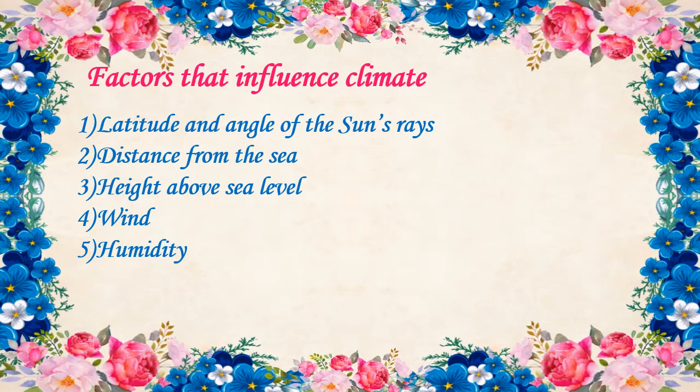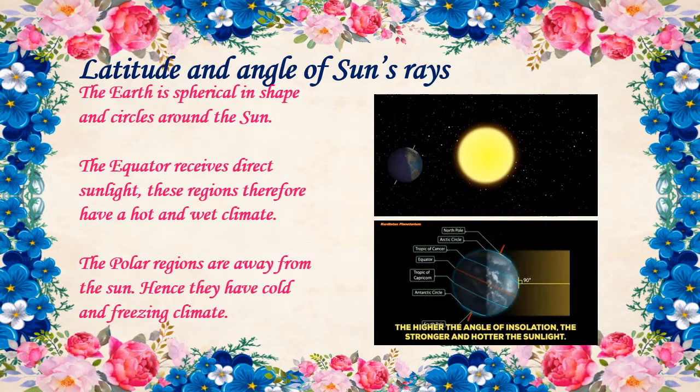The factors that influence climate of a particular region depend on the latitude and angle of the sun's rays, distance from the sea, height above sea level, wind, and humidity. In the first video, we learned that the earth is spherical in shape and it rotates around the sun. Moreover, the earth is tilted on its axis. So because of this, the sun's rays do not fall evenly all over the earth.